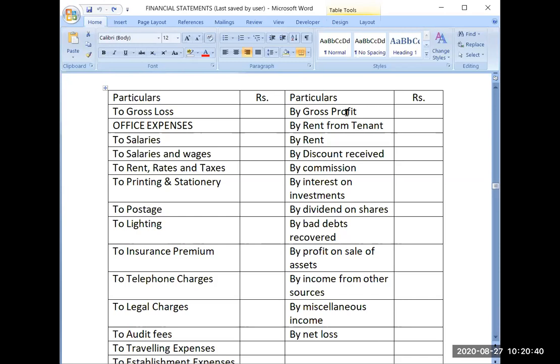Same is the case with gross loss also. Gross loss in the trading account will be calculated on the credit side, because my expenses are greater than my income, meaning debit balance is greater than credit balance. That's why gross loss has a debit balance, and that's why gross loss has come on this side. There will be one out of these two, practically: either you will have gross profit or gross loss. If you have gross profit, it will be written on the credit side. If you have gross loss, it will be written on the debit side.